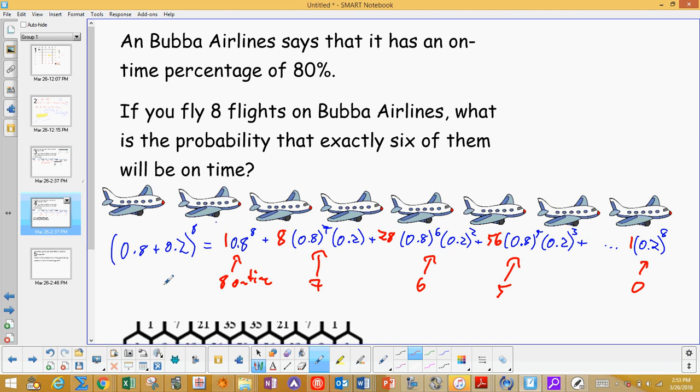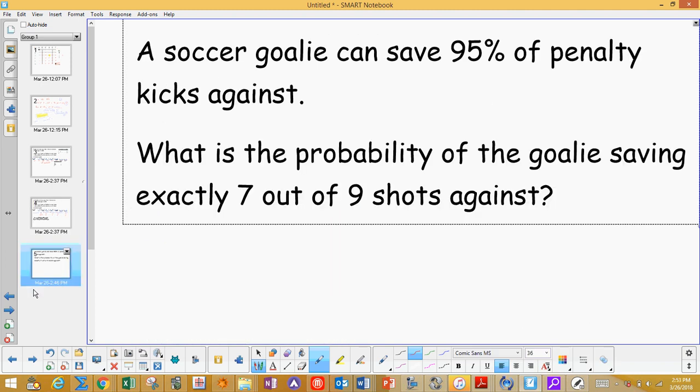Okay? So let's solve one more problem directly. A soccer goalie can save 95% of penalty kicks against. What's the probability of the goalie saving exactly 7 out of 9? So my probability of success is 0.95, and I want 7 successes, and the probability of failure is 0.05, and I have 2 failures. I know that I'm taking 9 shots, and I want 7 successes, so 9 choose 7 is my number, and that's the answer to my question, the probability of the goalie saving those shots.